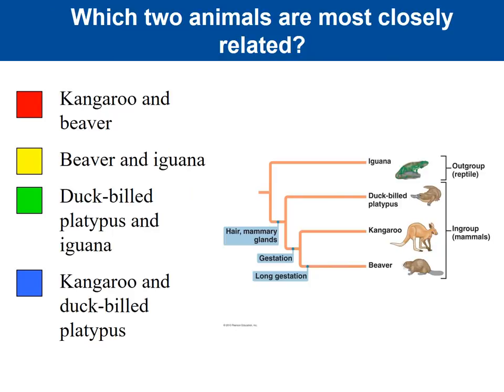So looking at the phylogenetic tree, which two animals are the most closely related? Is it the kangaroo and the beaver, the iguana and the duck-billed platypus, or the kangaroo and the duck-billed platypus? So again, think about your answer, pause, and when you're ready, push play again.